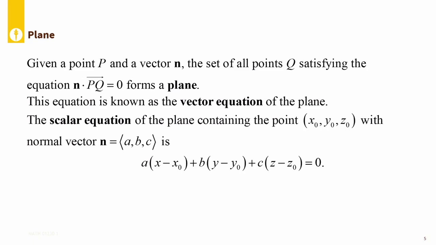Scalar equation of the plane. So the plane contains point x0, y0, z0. Normal vector is a, b, c. Your scalar equation: a times x minus x0 plus b times y minus y0 plus c times z minus z0 equals 0. Right? It's called normal vector because it's going to be perpendicular to the plane.